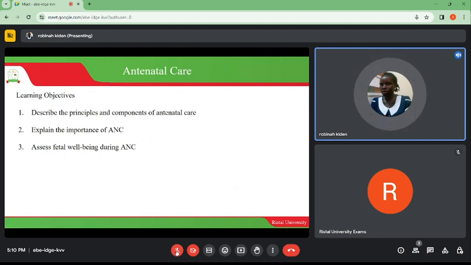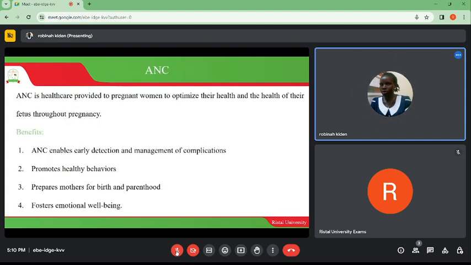By the end of this session, you should be able to describe the principles and components of antenatal care, explain the importance of antenatal care, and assess fetal well-being during antenatal care.